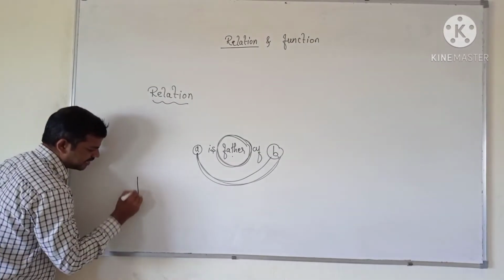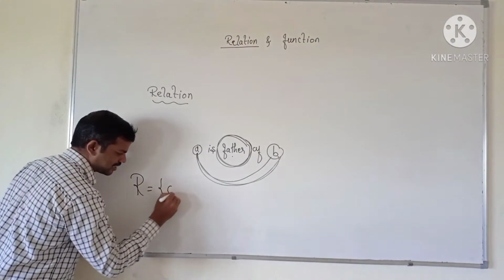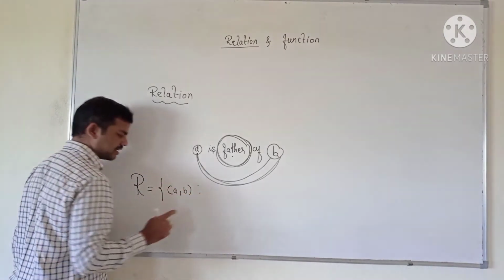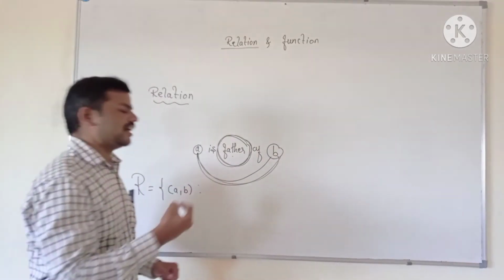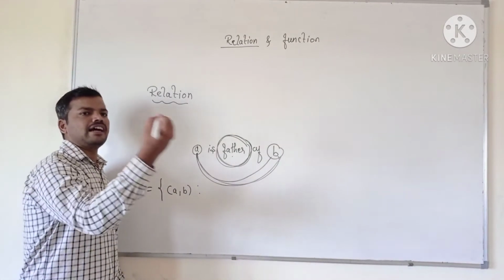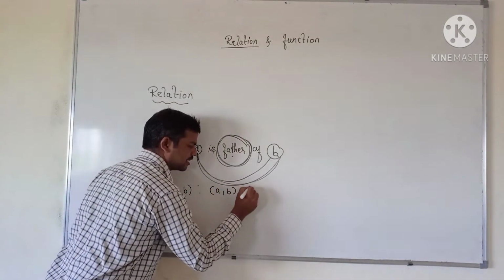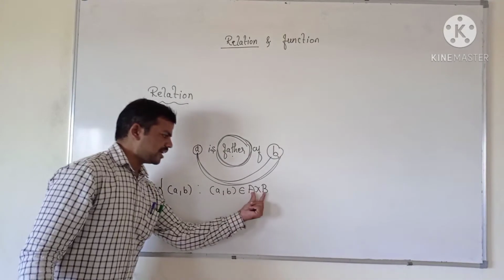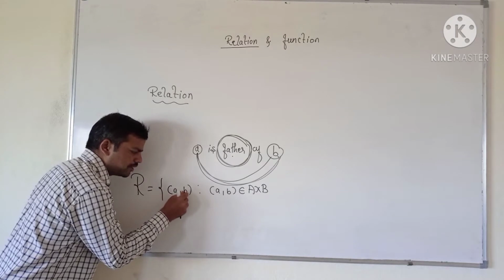And the relation is indicated by capital letters. It is defined as a collection of ordered pairs, such that these ordered pairs are taken from where? The Cartesian product. So these ordered pairs are taken from the Cartesian product. So these (a, b) belong to A cross B. This is an element from A cross B. How have we taken it? By giving a specific connection between A and B.